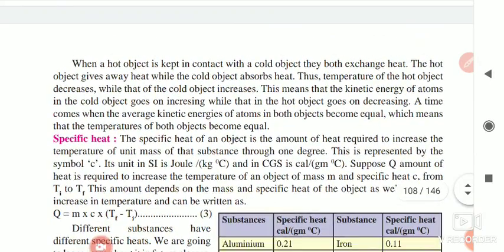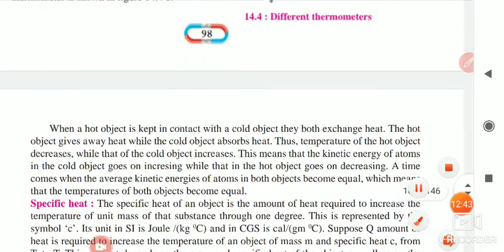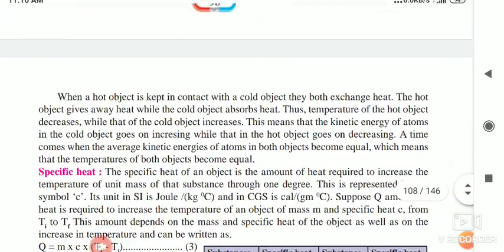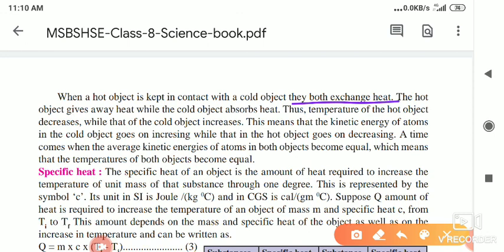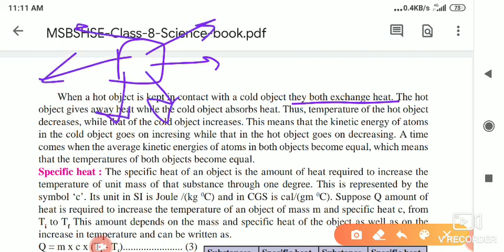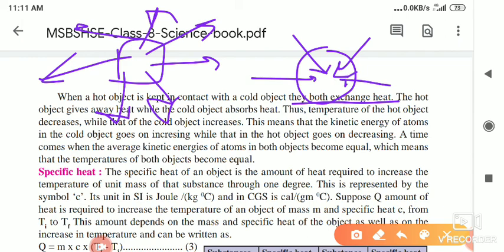Now, the next point: when a hot object is kept in contact with a cold object, they both exchange heat. How are they exchanging? The hot object releases energy according to its temperature and tries to come to the normal temperature, and the cold object gets the energy. If the object is cold, it absorbs energy from the surroundings and tries to make its temperature match its surroundings.